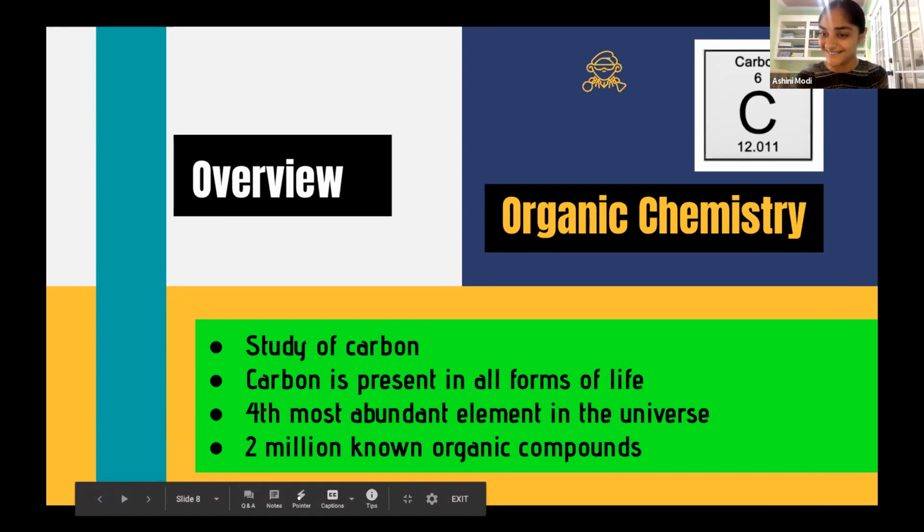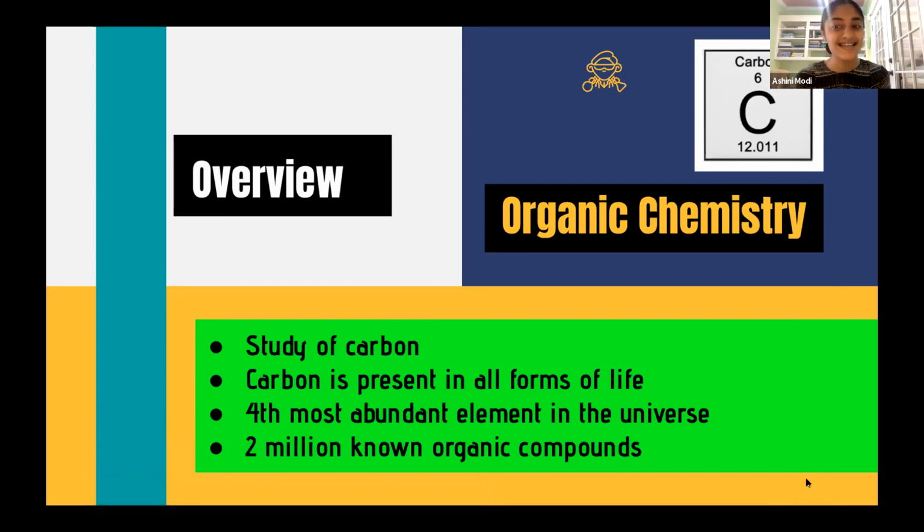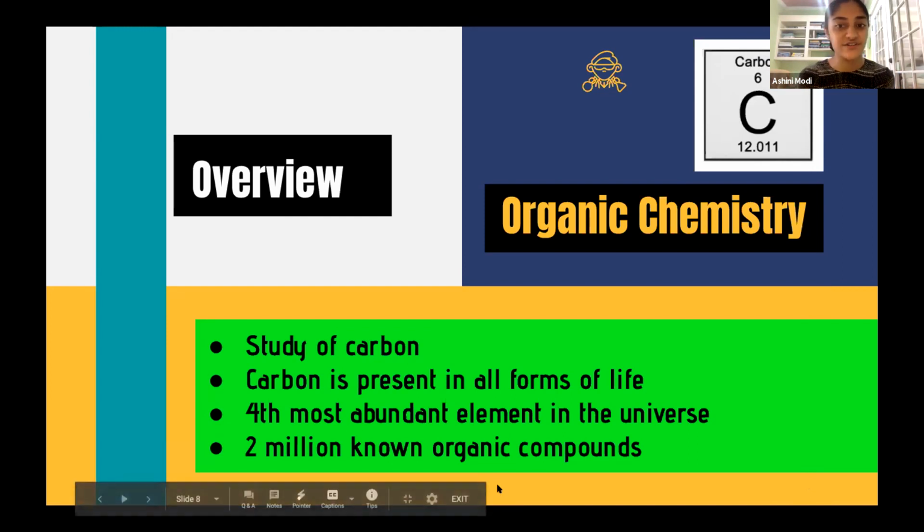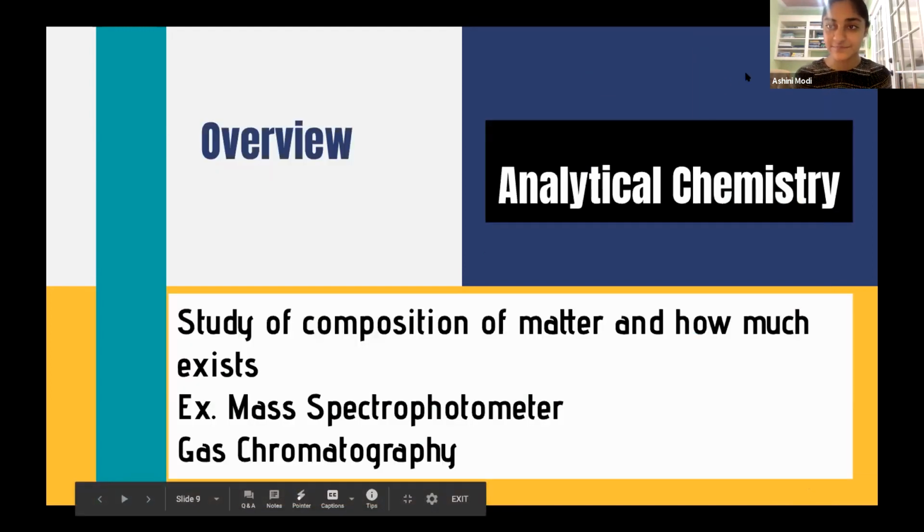Anyone? It's actually the most common one, the first one that you would think of, and it's hydrogen. Hydrogen is the most abundant element in our universe, and carbon is the fourth most.